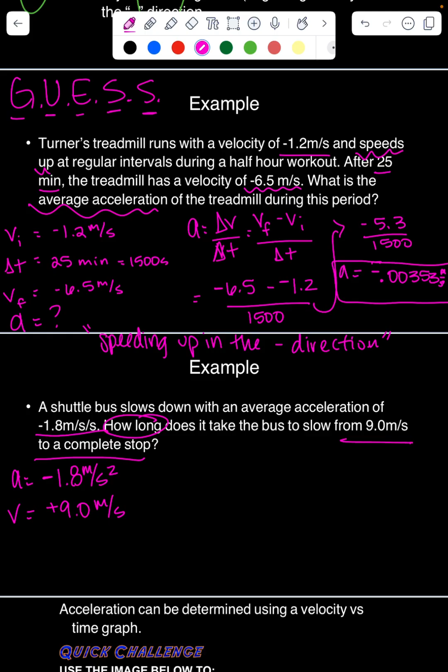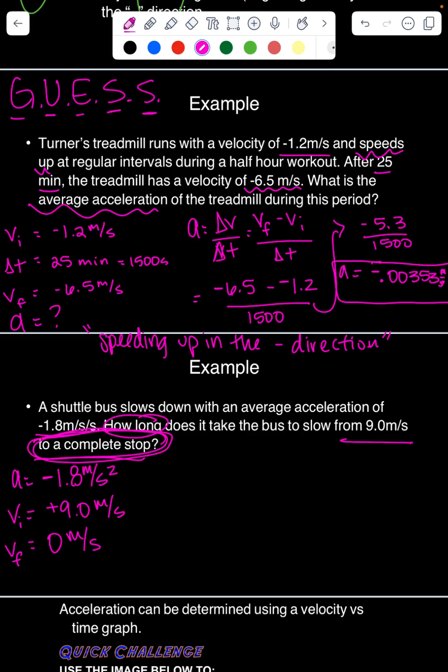Now, I don't want you to miss this. This is not a numerical value for our given, but it is super important. It comes to a complete stop. That means that our V final, because it came to a complete stop, is 0 meters per second. So those are our three givens. Remember, 0 does not need a direction, but it always needs a unit.